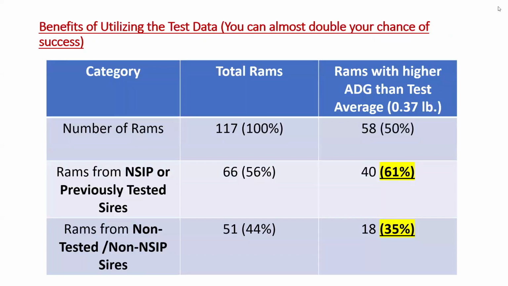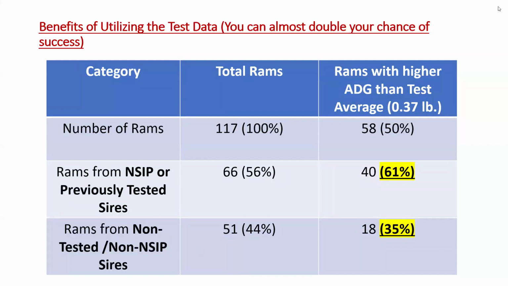So if you look down here at rams from NSIP or previously tested sires, these are rams that already have information behind them. They have EBVs or they're from a sire that has previously been through the test. So he's got some data behind him. And those producers that are bringing those rams here and consigning them, they've got some background information. And if you look at the bottom line where rams are from non-tested or non-NSIP flocks, of the total rams, we had a few more NSIP rams than we did non-NSIP or non-tested rams.